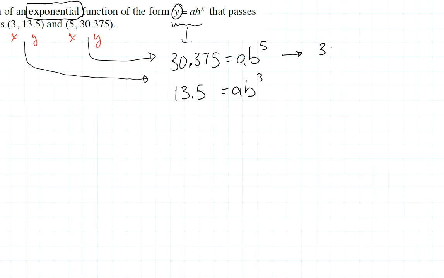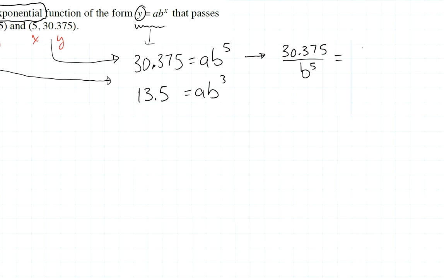So this becomes 30.375, and if I divide that side by b to the 5th, I get over b to the 5th power. And on the other side, it's a. Right now, it's a times b to the 5th, and I'm going to divide that by b to the 5th. You can see the reason why we're doing this, right? If I divide the right-hand side by b to the 5th power, I now have 5 factors of b in both, and they completely cancel out. So that ends up leaving just plain old a. I know what a is.